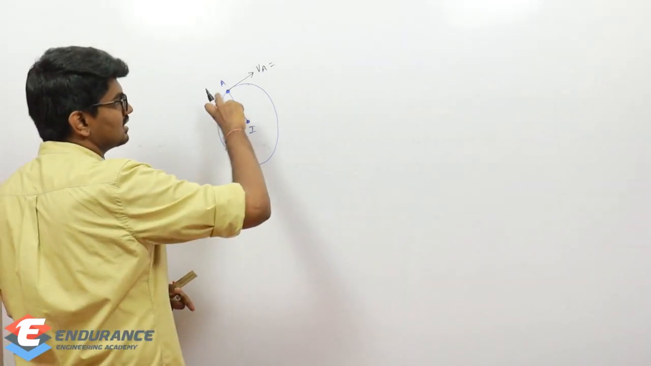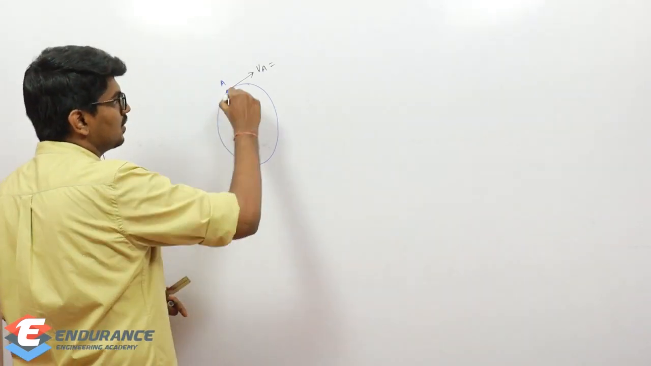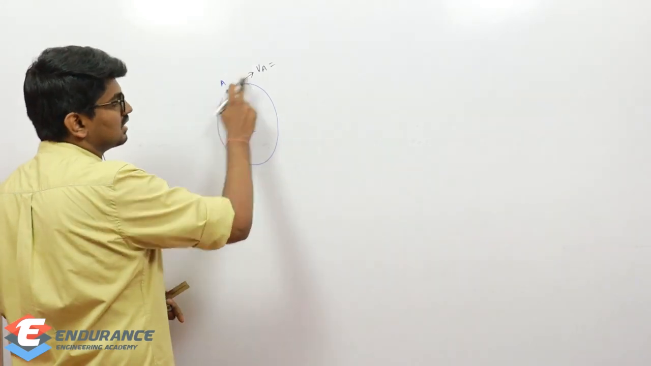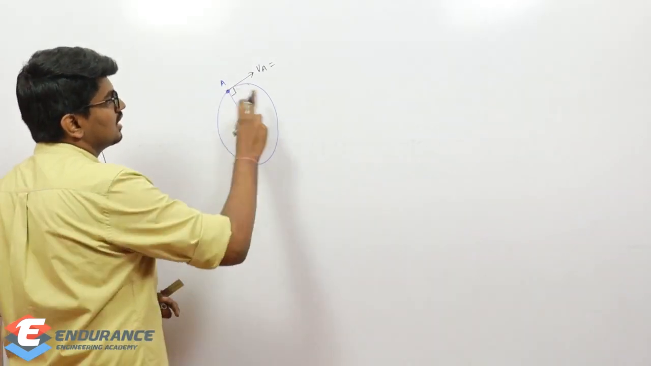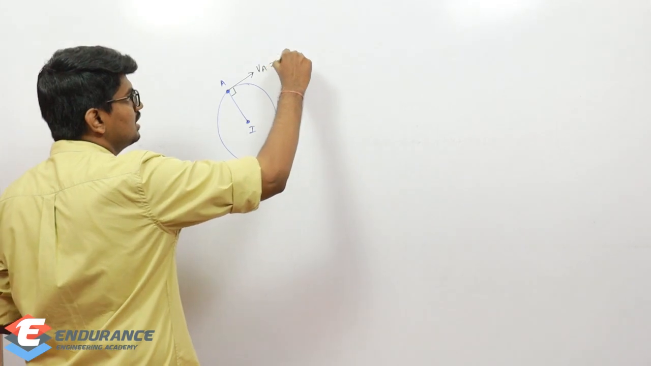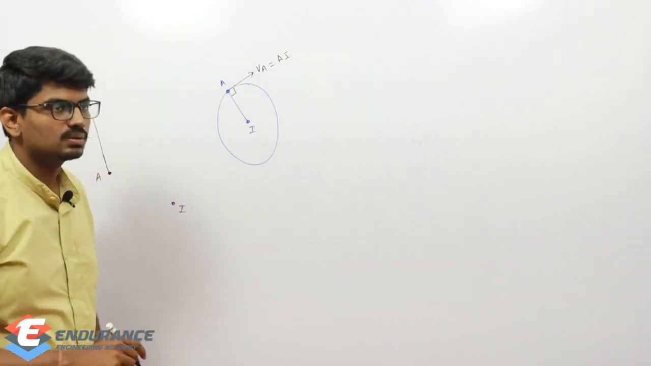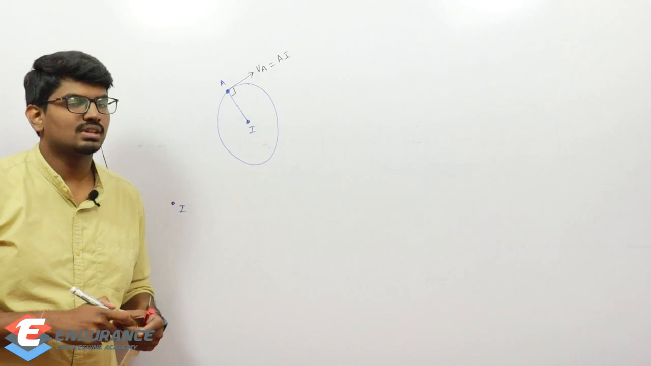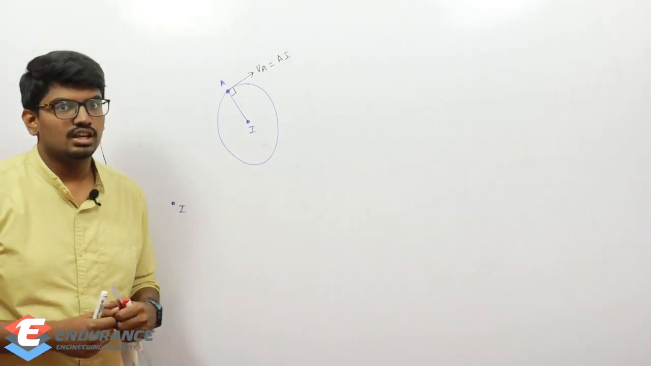Radius is this distance, right? Distance from A to I. This has to be perpendicular because tangential means it has to be perpendicular to the radius. So radius means AI into omega. That is something which you need to note now. Omega is what? Angular velocity. And which angular velocity I need to take?